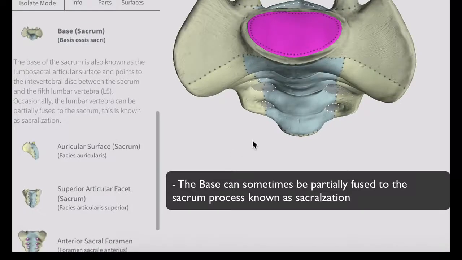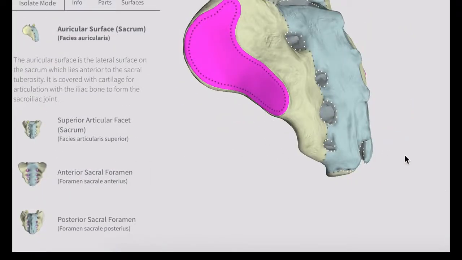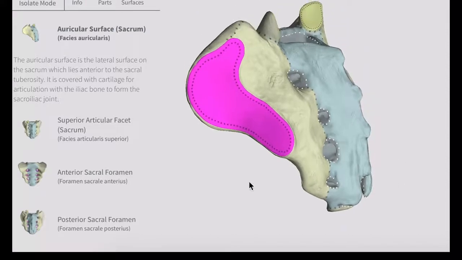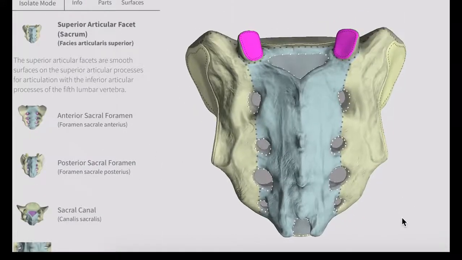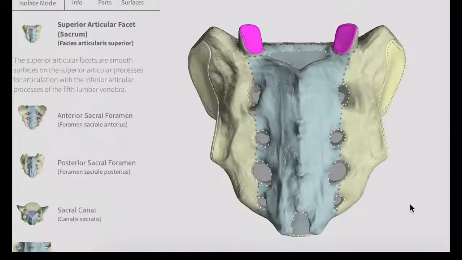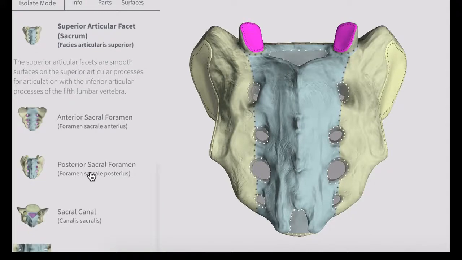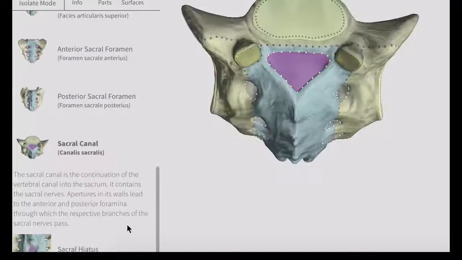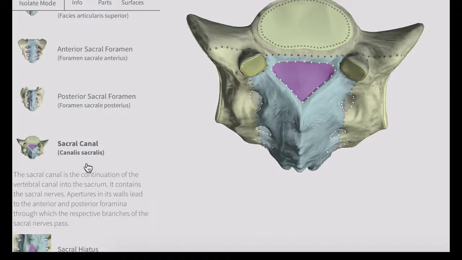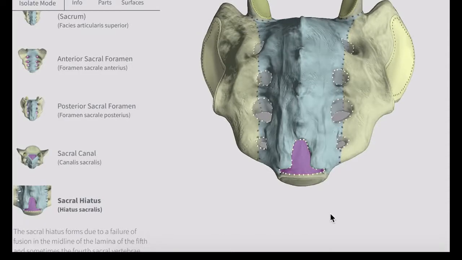The base can sometimes be partially fused to the sacrum. You have the articular surface to which the pelvis attaches. You also have the superior part to which the lumbar region attaches, the fifth lumbar vertebra attaches here. You have a posterior sacral foramen. You have a sacral canal through which the sacral nerves run, and you have the sacral hiatus, which is the bottom part.